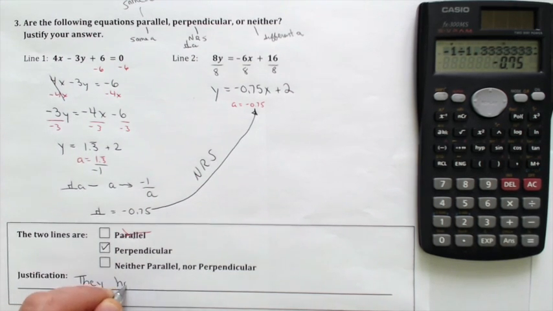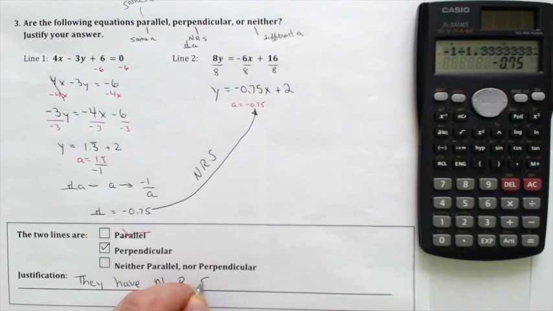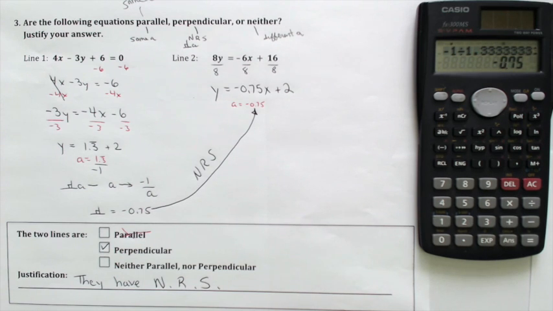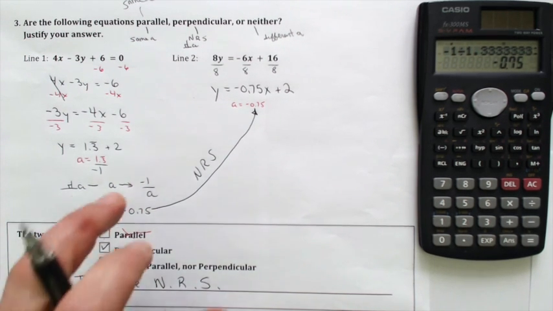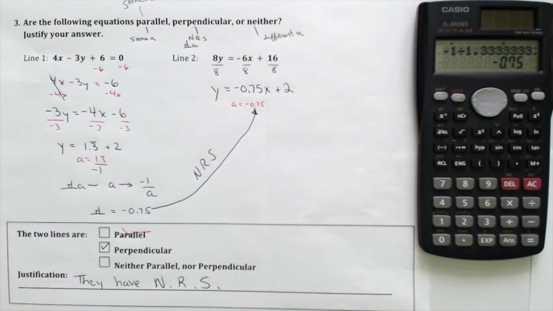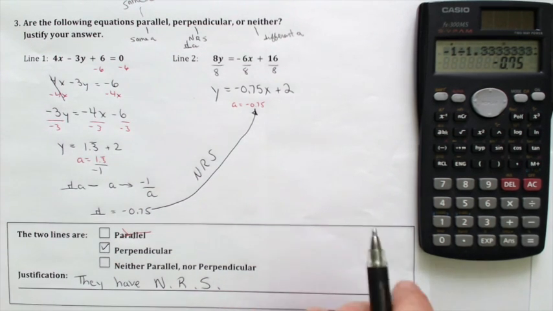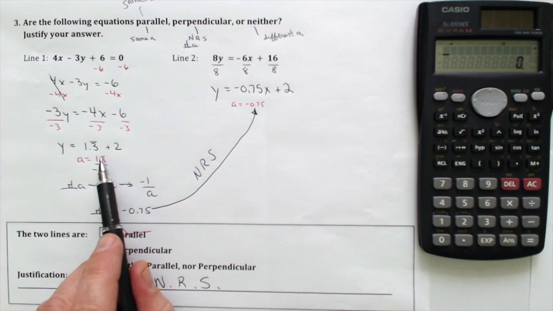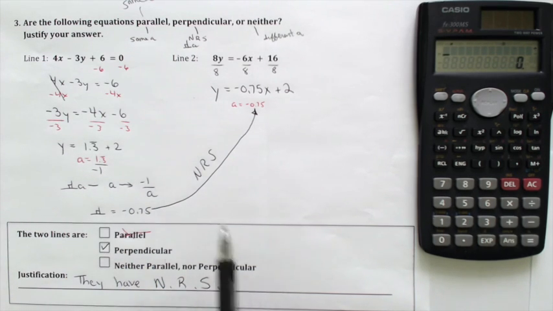They have negative reciprocal slopes. And that's really all you have to do to determine whether two lines are perpendicular or not. Just one last thing I'd like to show you. What happens if you don't put that whole 3 repeating in there? And this is really important.